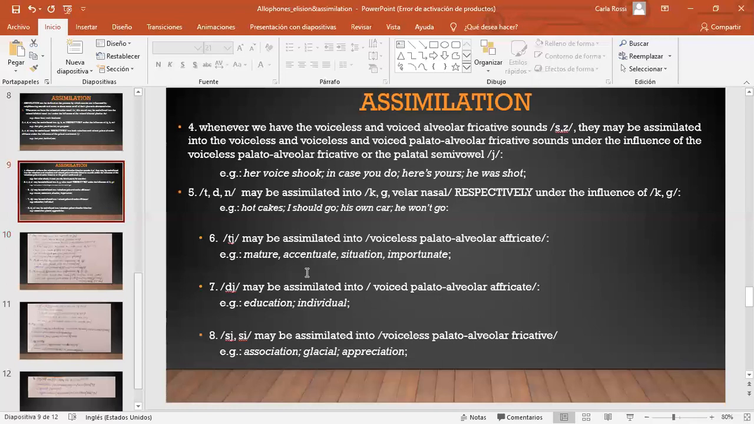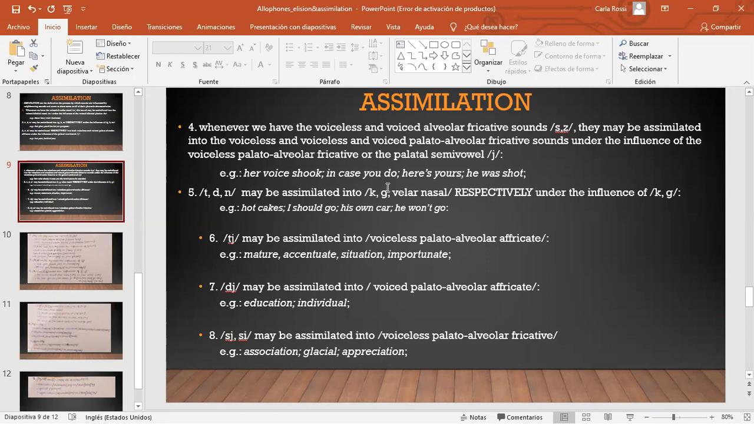So next, the same happens with these three sounds, the same that happens with button number 3: voiceless, voiced, and nasal alveolars. Maybe that's something that I almost forgot to say. Everything in the rule says "may be assimilated." It never says "is assimilated."